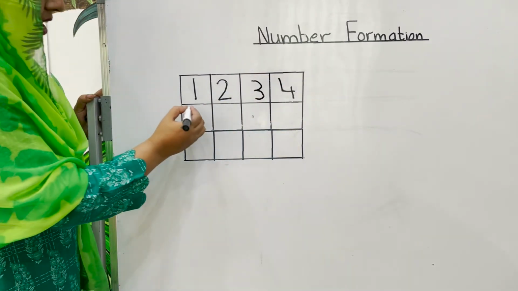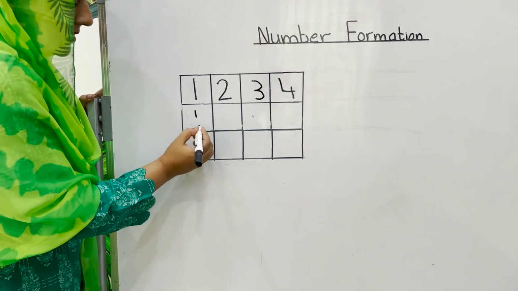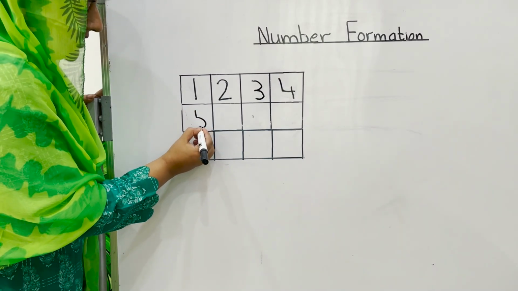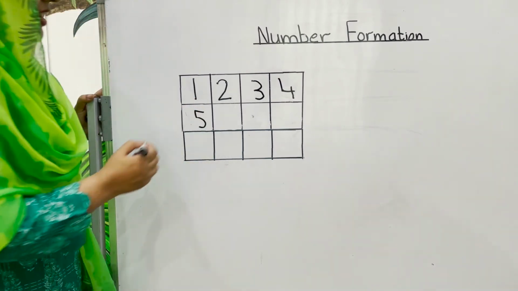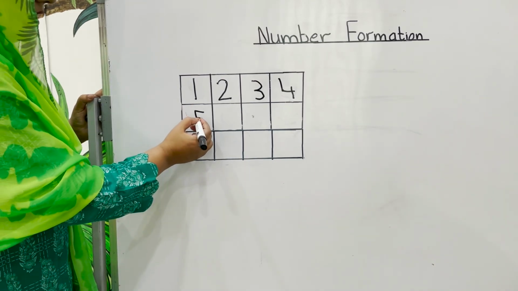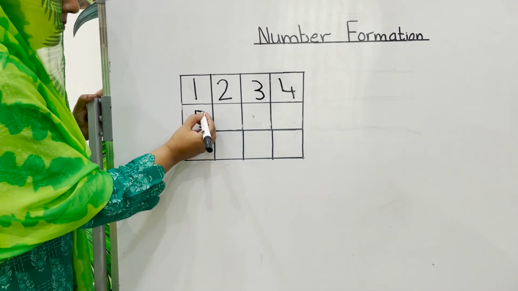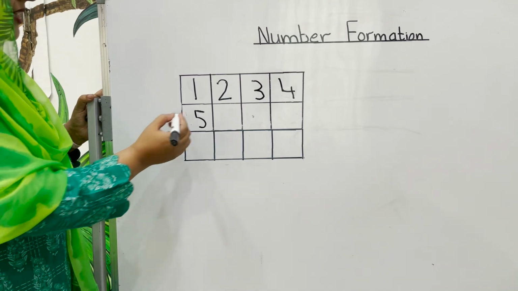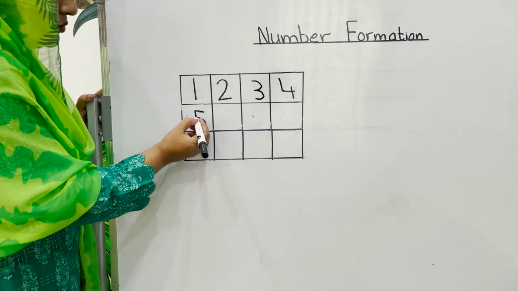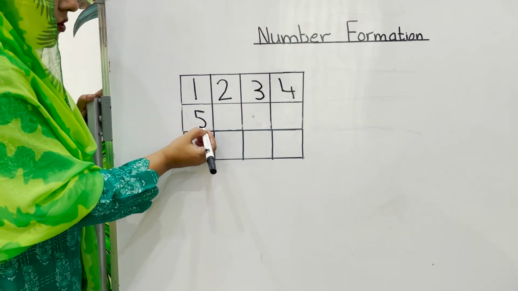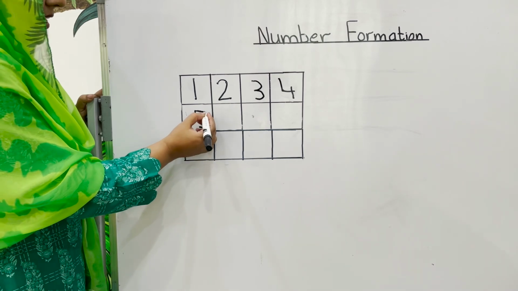Okay, for number 5, short stick, belly fat. Number 5 has a hat. Short stick, belly fat. Number 5 has a hat. For this you can give 2 dots here and 1 curve, or maybe a dot here and here.